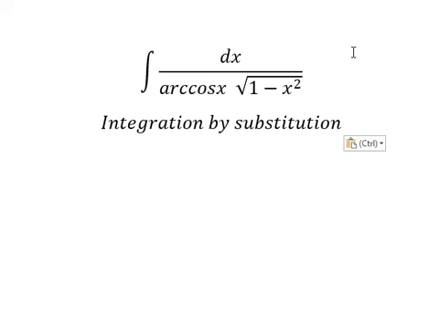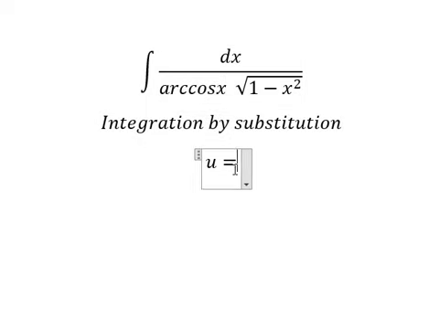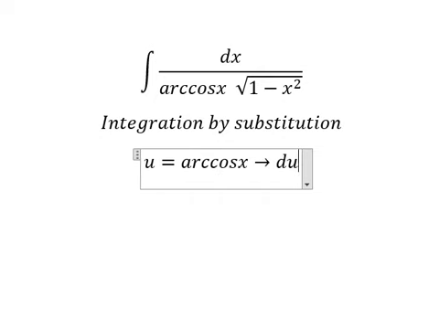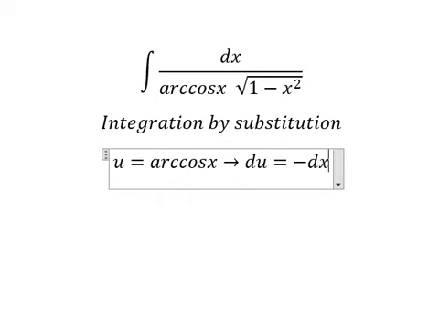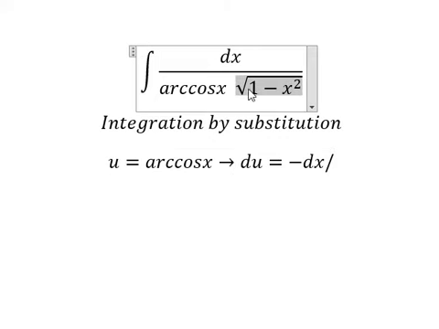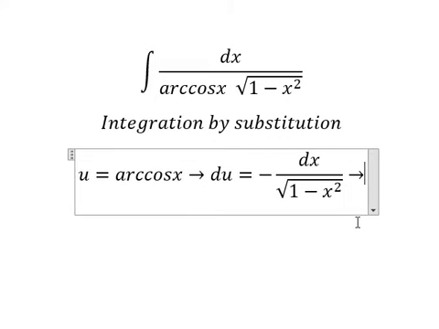We use the same technique, so I will put u equals arccos x. Later, we first take the derivative of both sides, and we have negative dx over the square root of 1 minus x squared. Because we don't have the negative sign, I will move the negative to the left.